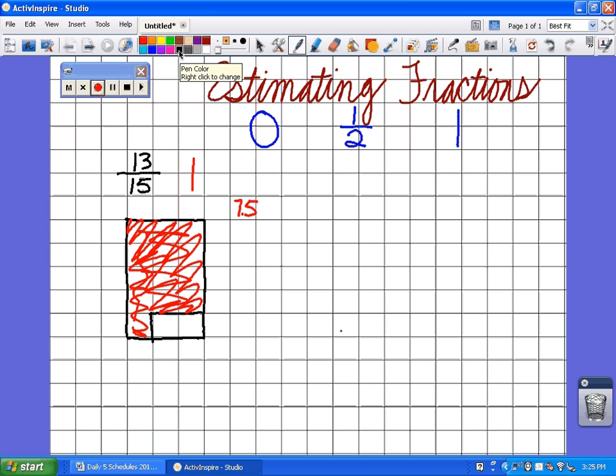Okay, for the next problem, we have 6/11. And for 6/11, we can start with our picture. So we've got our one whole rectangle with 11 pieces, the denominator, how many parts there are in the whole, and we can shade in 6 of them. So 1, 2, 3, 4, 5, 6.